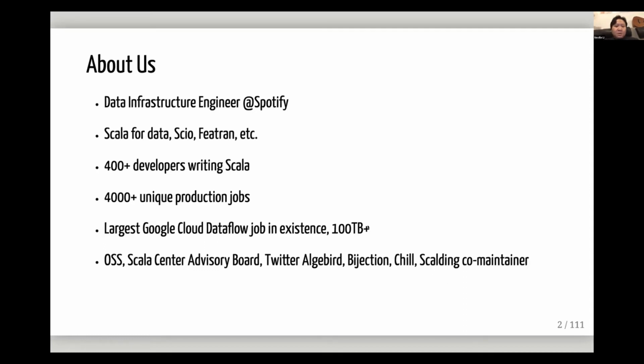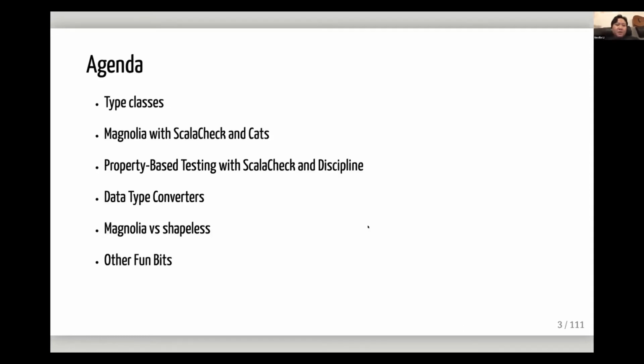Anyway, let's get started. A brief agenda for today: we'll be talking about type classes and how to derive them with Magnolia. We'll be looking at some instances in Scalacheck and Cats particularly. After that, we'll be testing them with property-based testing using Scalacheck and Discipline. Then Claire will talk about the data type converters, which are also type classes. We'll wrap up with a comparison of the Magnolia versus Shapeless approach for type class derivation and some other fun, interesting bits. All right, let's get started.